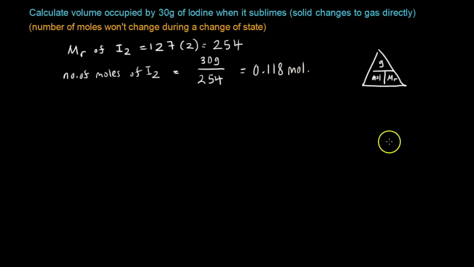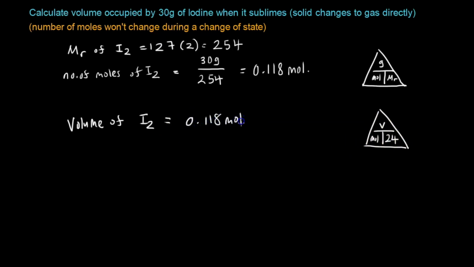I know my number of moles will not change, so I can immediately apply it to my next triangle, which is this one. This one is volume, this one is mole, and this is 24 dm cube. I can now find the volume of my iodine, I2. I cover the volume up to find out that it's mole times 24. So it's 0.118 mole multiplied by 24 dm cube, giving me 2.83 dm cube.